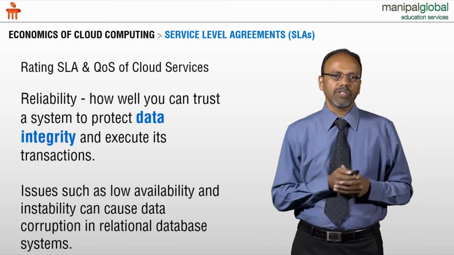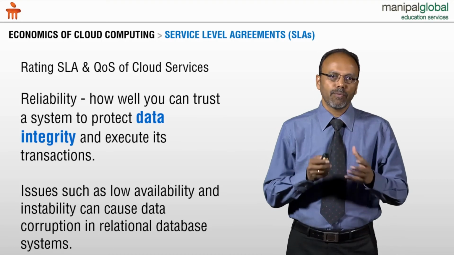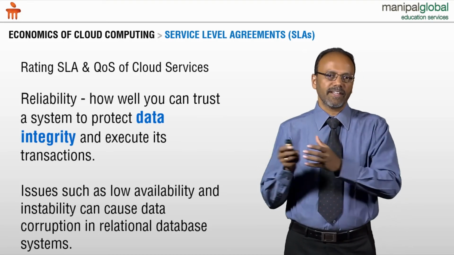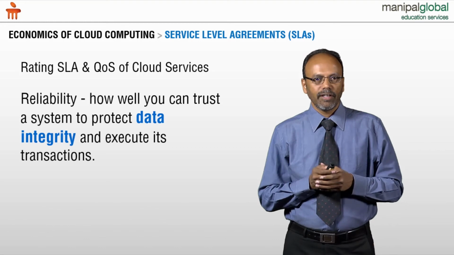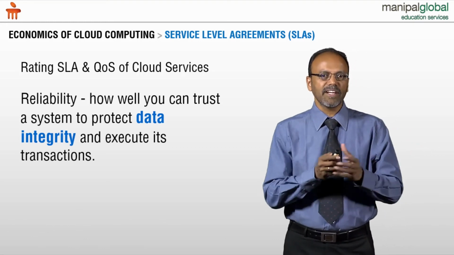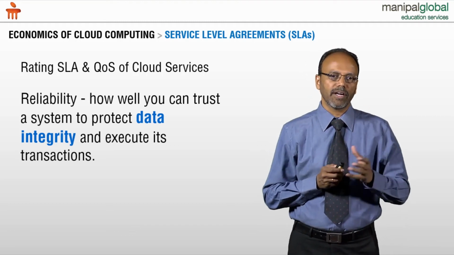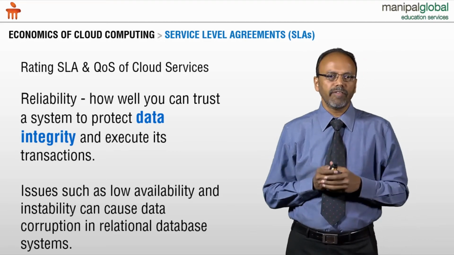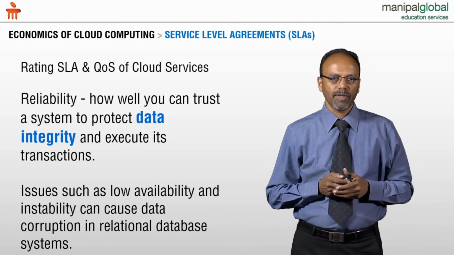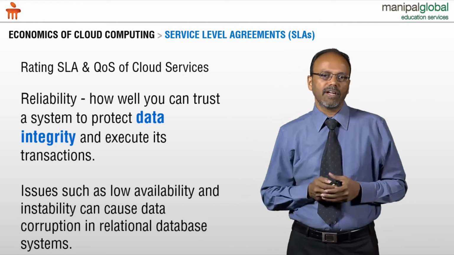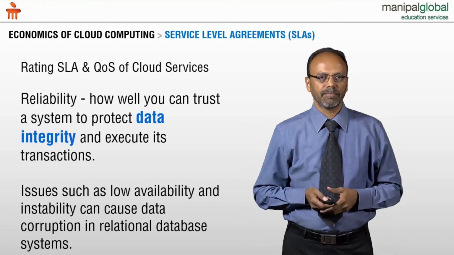Rating SLA and quality of cloud service, the other component is reliability. How well can you trust a system to protect data integrity and execute its transactions? This is a non-quantifiable component. However, the feedback from the old customers or existing customers can give a good idea about the reliability of a particular cloud service which is provided by a cloud provider. Issues such as low availability and instability can cause data corruption in relational database systems. And this could be a major deterrent for any particular cloud user to decide either in favor or against a particular cloud provider.